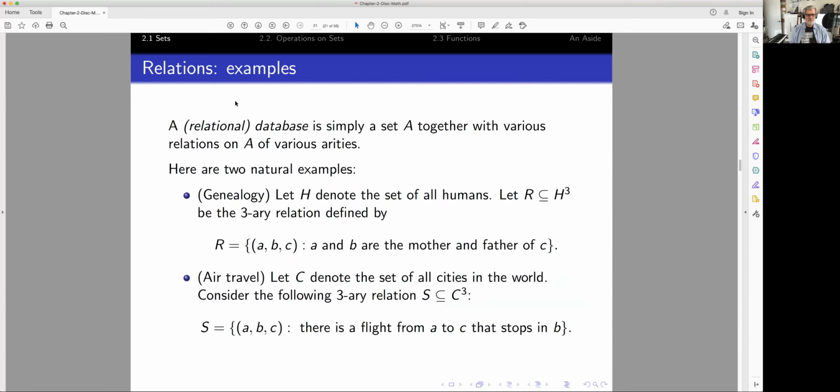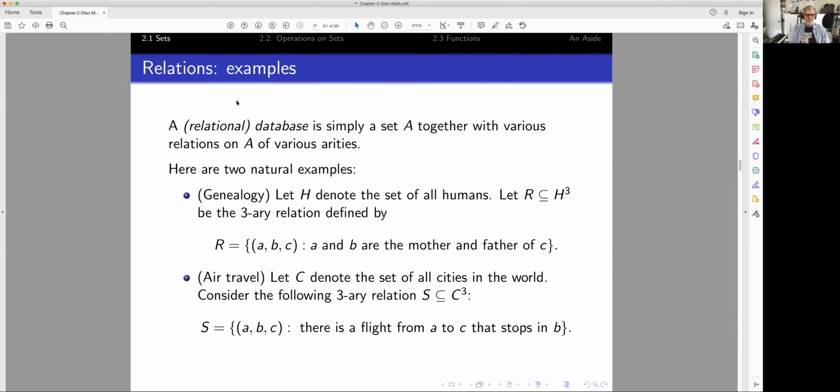Well, just to illustrate this, what's a relational database? And this is the real definition. It's a set A with a bunch of relations on A of various arity. So that's what a relational database is. Okay. So here's two examples. Unfortunately, every time I think I should use one with more, but these are very, very standard ones.